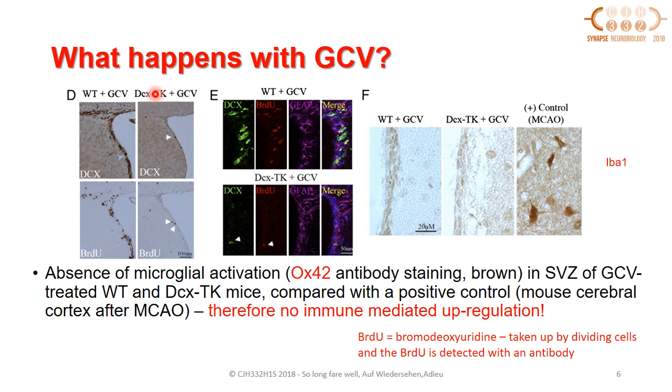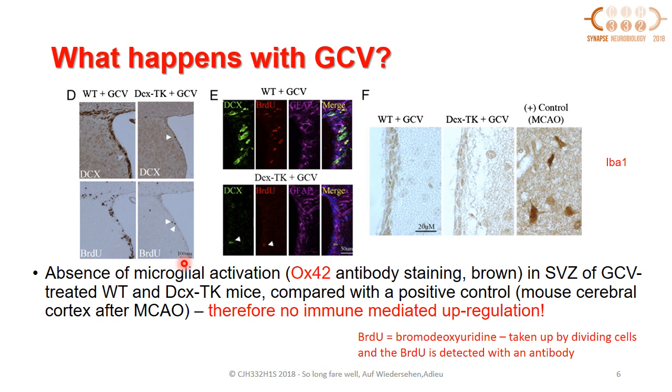If we were to go into the double-cortin thymidine kinase mice, and then we were to do exactly the same thing, inject them with BrdU to see dividing cells, they take up BrdU, and then we can detect that BrdU with an antibody, and then we were to expose them to ganciclovir, because they express thymidine kinase, we will actually see that we don't see staining. There is no staining because there are no dividing cells. We have specifically eliminated them.